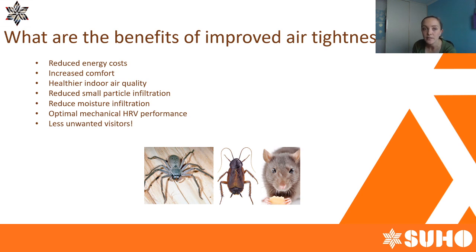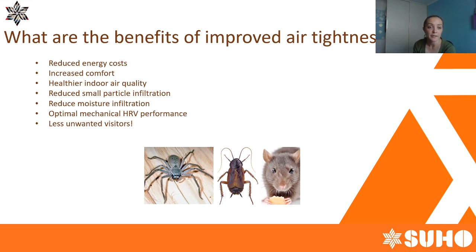The mantra in this industry is build tight, ventilate right, and that's very important to remember, because if you build a really airtight structure and don't think about your ventilation strategy, you can create knock-on effects with indoor air quality, with indoor air humidity and moisture control. There is reduced small particle infiltration, and reduced moisture infiltration, because once air enters your building structure, it brings with it moisture.